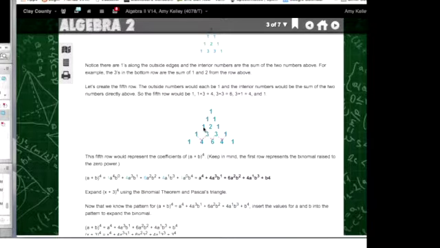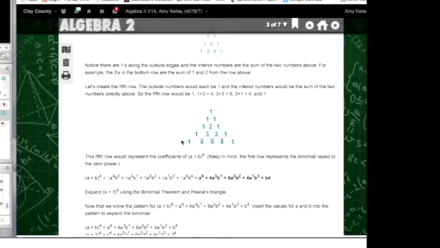Row 3 has, the way you get this 2 is by adding these 2 together. So 1 plus 1, 2 goes in the middle, and then you put a 1 on the side and a 1 on the side, okay? Then you put a 1 down here, and you're going to add these 2. 1 plus 2 is 3. 2 plus 1 is 3. Then you stick a 1 on the end.